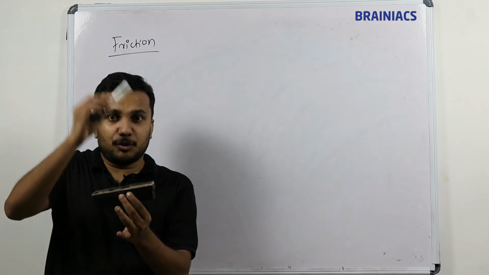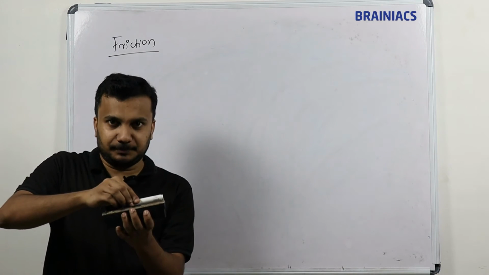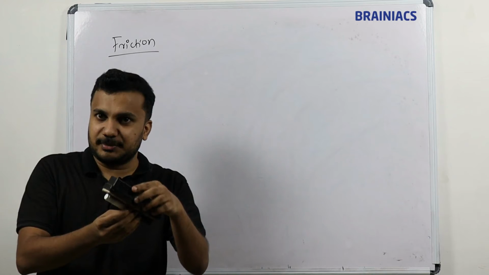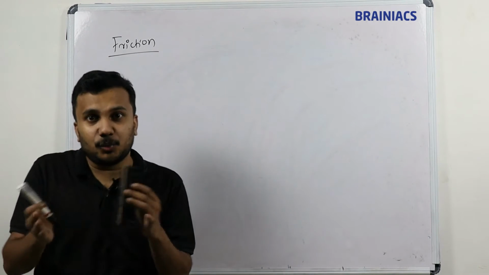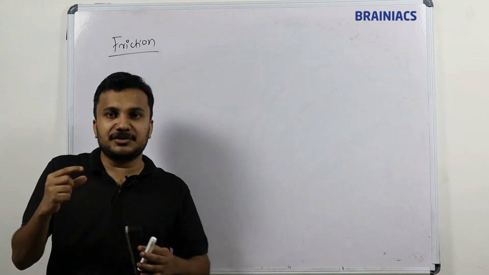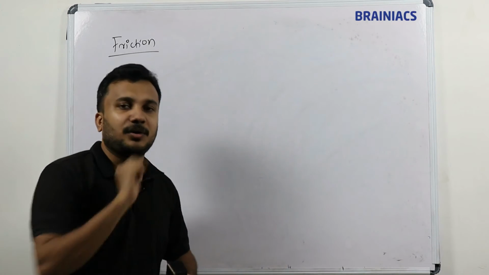Relative motion means motion of the pen with respect to this one. Motion of the duster with respect to this one. So whenever there is relative motion, it means relative to one another. In physics, the word relative means with respect to one another.